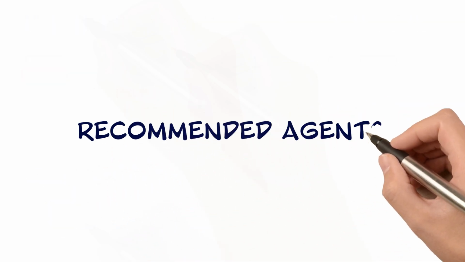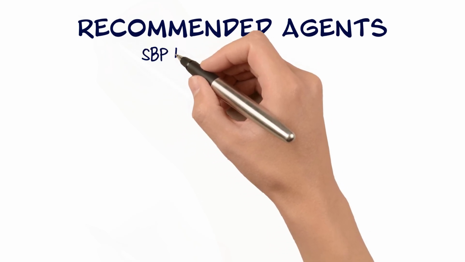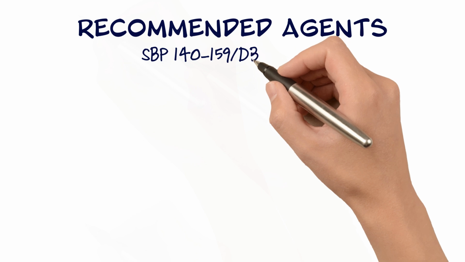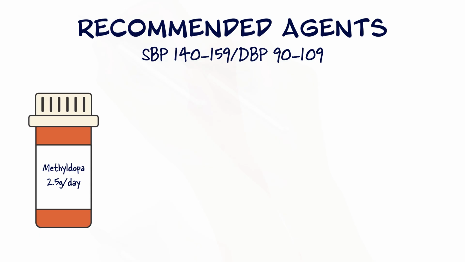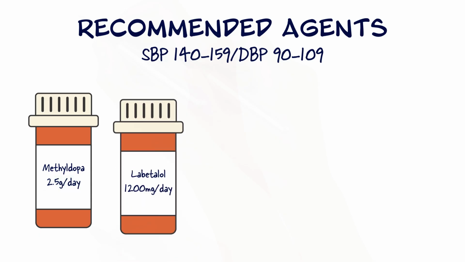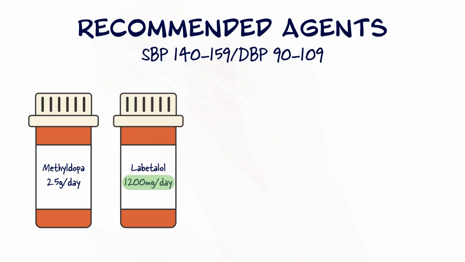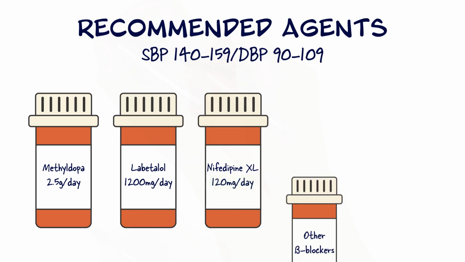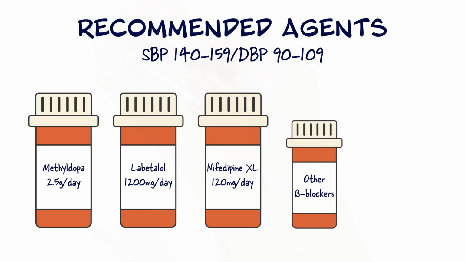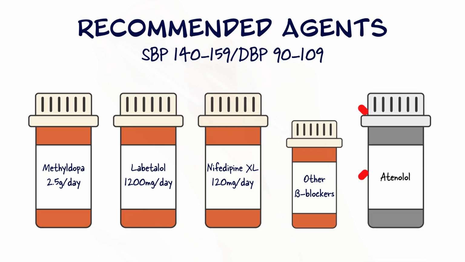Agents that are recommended for non-severe hypertension with systolic blood pressure between 140 and 159 over a diastolic blood pressure between 90 and 109 include methyldopa, which can be prescribed up to 2.5 grams per day. Labetalol can be used up to 1,200 milligrams per day. Nifedipine XL can be used up to 120 milligrams per day. And rarely other beta blockers can be considered, although atenolol is contraindicated due to its proven effects on fetal growth restriction. This slide shows the first-line agents used to treat hypertensive disorders of pregnancy for non-urgent control of hypertension.